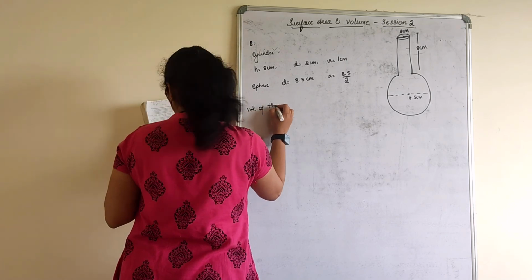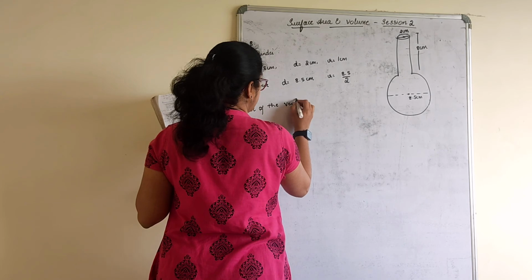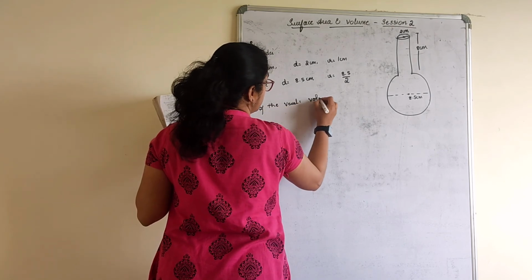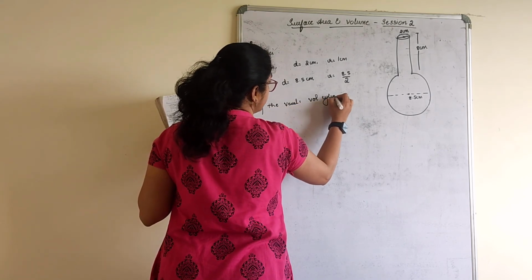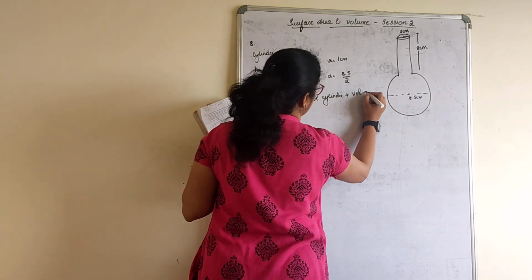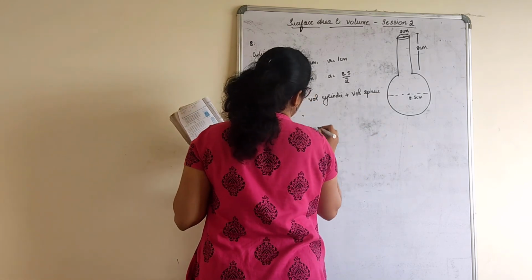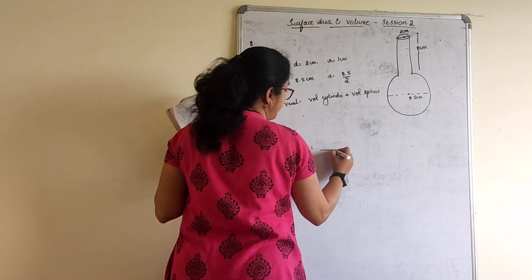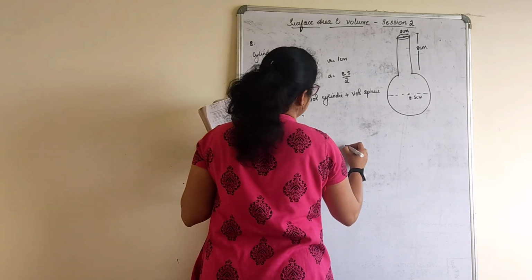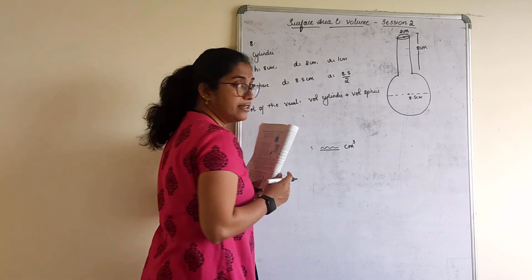So volume of the vessel is equal to volume of cylinder plus volume of sphere. Now what you will do, you will apply the formula, take common and find the answer. Answer will come in terms of centimeter cubed. Check what answer you will get here.